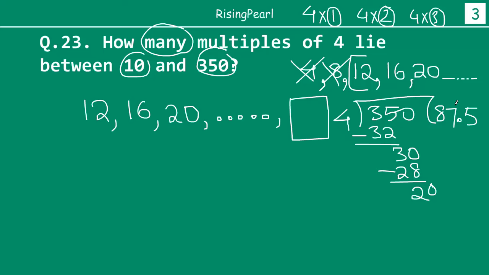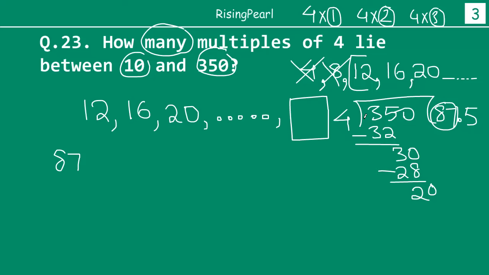Now, which will be the immediate smallest number from 350 which will be divisible by 4? To find that, we have to get 87 times 4. And this is what I have been saying is very important for you to understand. When we divided 350 by 4, the answer is 87 plus 0.5. Right? So 350 is greater than 87 times 4.